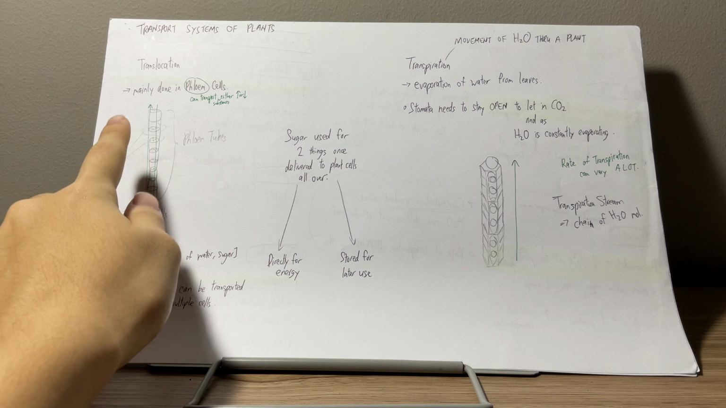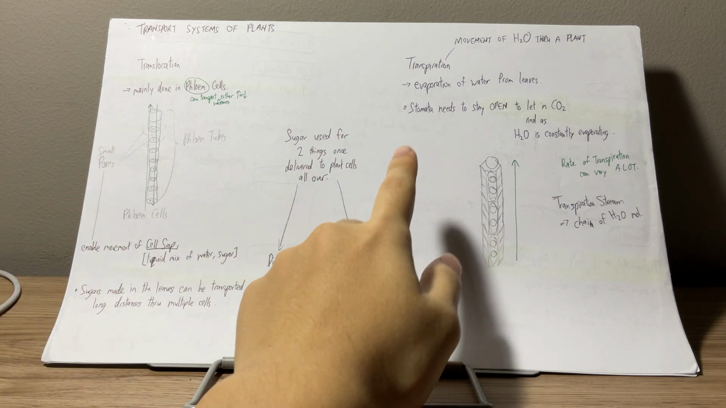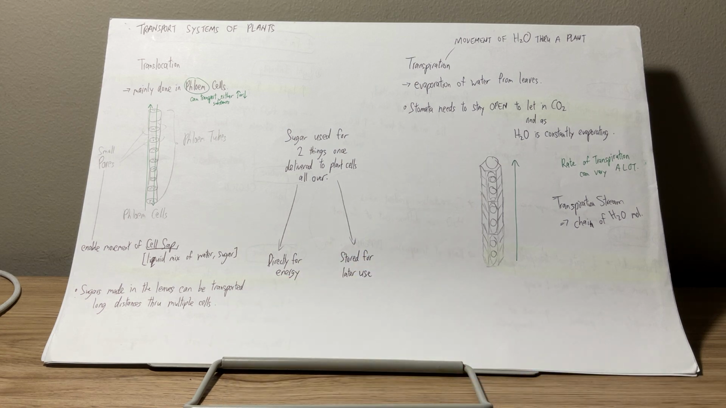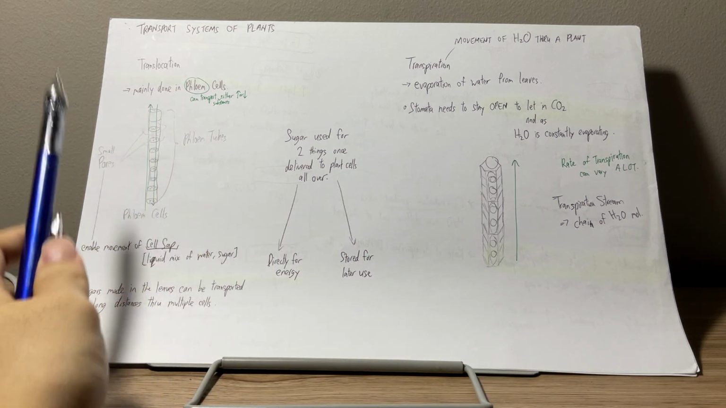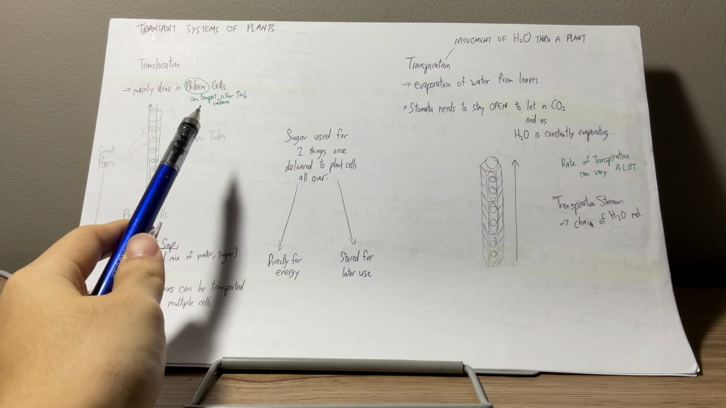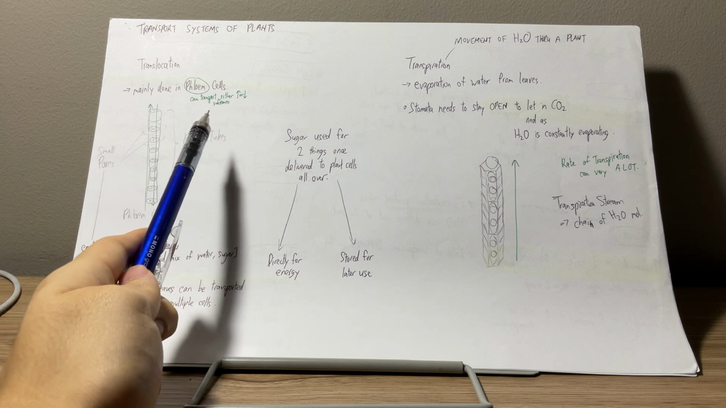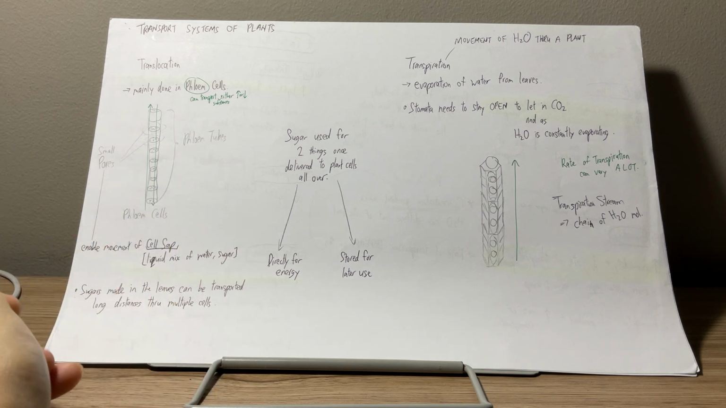The transport systems of plants, we have two. First is translocation, the other is transpiration. So what's the difference? Translocation is mainly done in phloem cells, and can transport either upwards or downwards. What do they transport? Substances. One in particular is sugar.